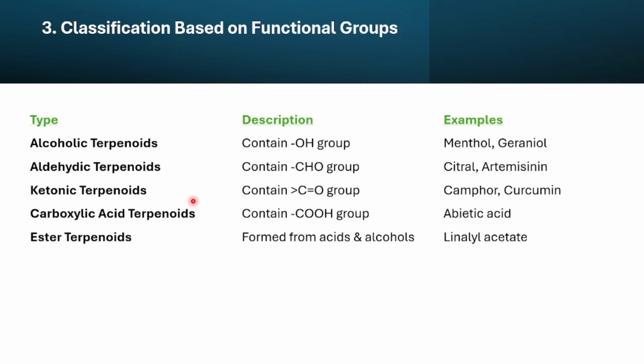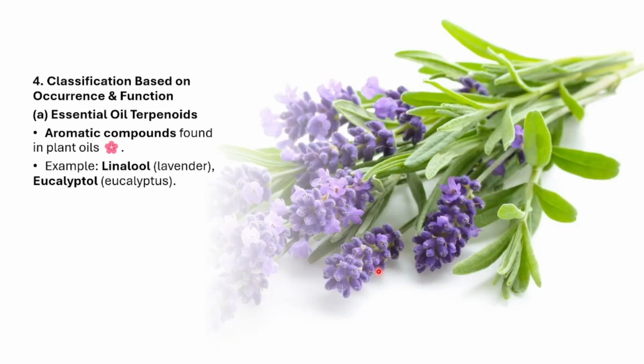And the terpenoids having carboxylic acids, example is abietic acid, and ester terpenoids are formed from acids and alcohols. Linalyl acetate is the example of ester terpenoids. Classification based on occurrence and function. Essential oil terpenoids are aromatic compounds found in plant oils. Example linalool, present in lavender, and eucalyptol, present in eucalyptus.